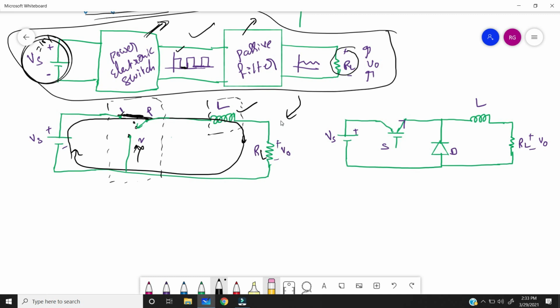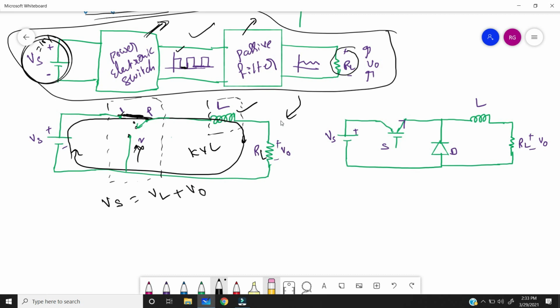L. If you apply KVL to this circuit, what will happen? We get the input voltage is equal to the voltage across the inductor plus the output voltage. That is right, when only P is connected to point 1.